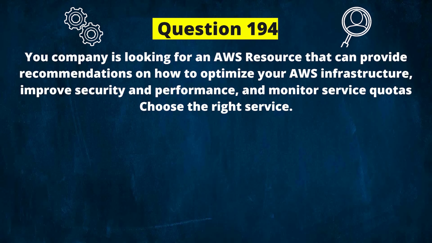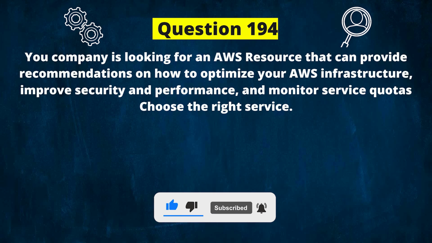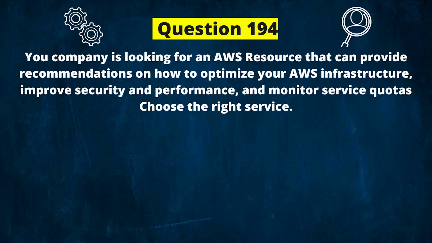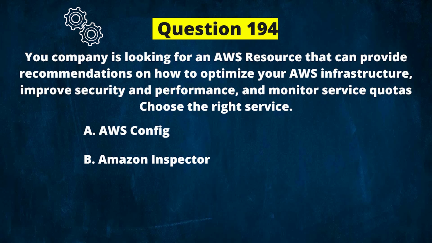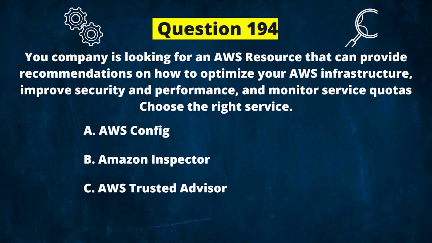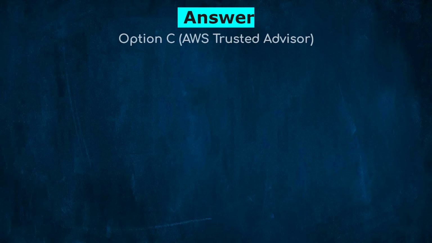Next question. Your company is looking for an AWS resource that can provide recommendations on how to optimize your AWS infrastructure, improve security and performance, and monitor service quotas. Choose the right service. Now the options are: Option A, AWS Config. Option B, Amazon Inspector. Option C, AWS Trusted Advisor. Option D, Amazon GuardDuty. And the correct answer is option C, AWS Trusted Advisor.